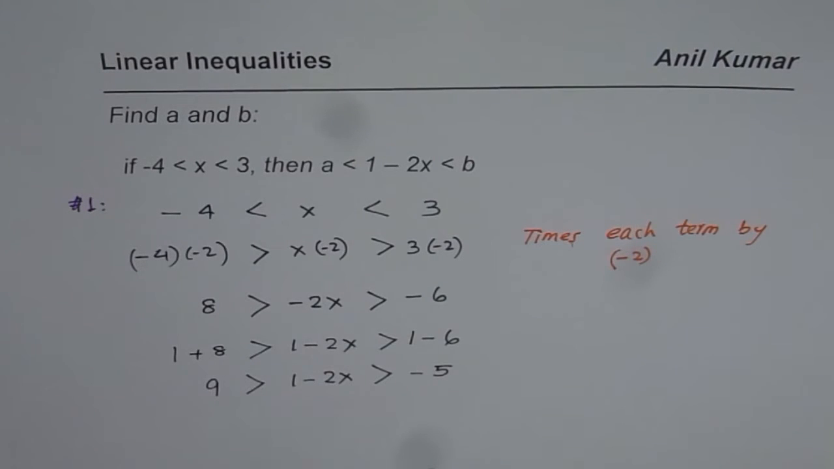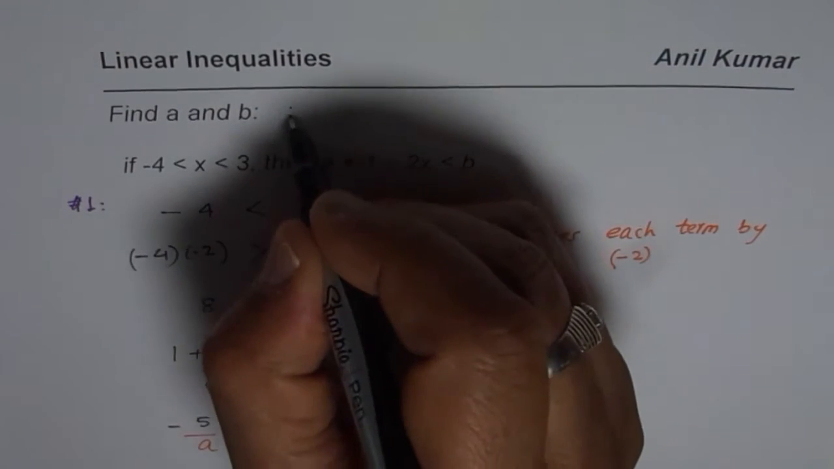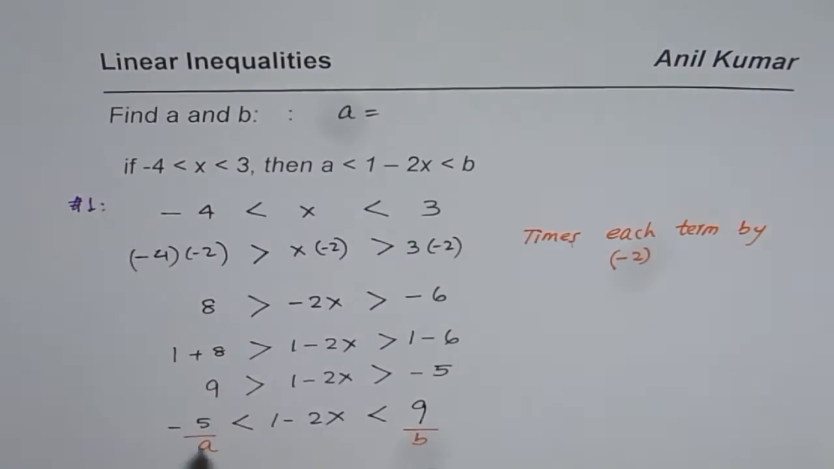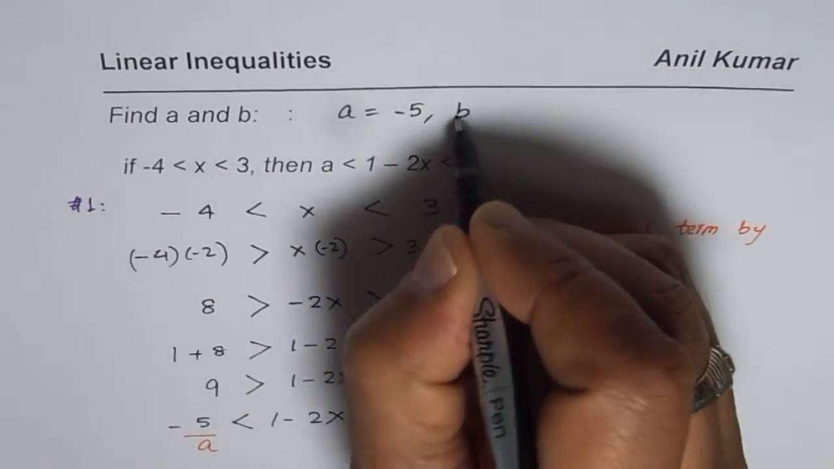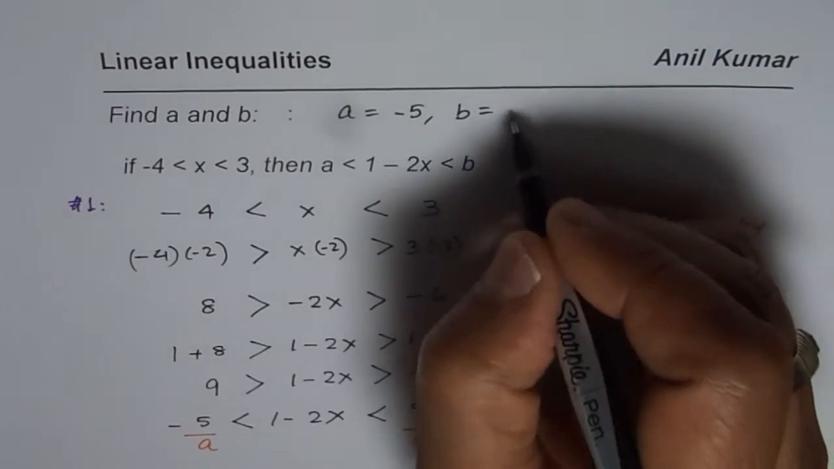Let's rewrite, right? Since the signs are like that, we'll just reverse it. So we'll write minus 5 is less than 1 minus 2x, which is less than 9. So let's use less than signs before comparing. Now it is simple, right? So this is A for us and that is B for us, correct? So that is how we can get the value of A and B, and the solution is that A is equal to minus 5 and B is equal to 9.